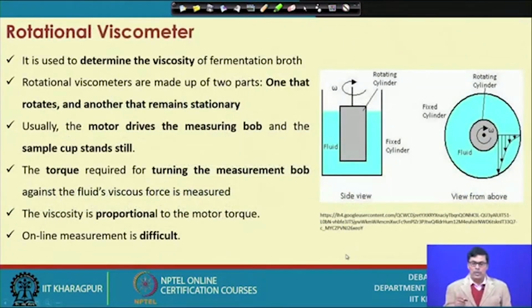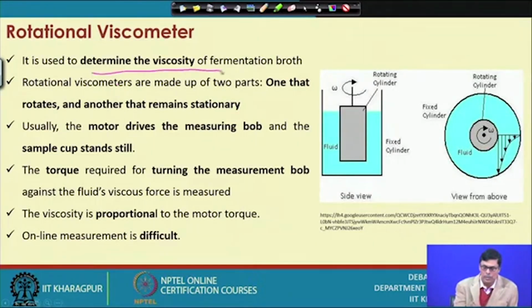The rotational viscometer is used for measuring the viscosity of the fluid. Particularly, we know the Brookfield viscometer is used for measuring the viscosity of the fluid, that is, for determination of the viscosity of the fermentation broth.